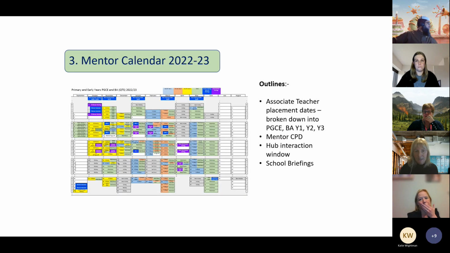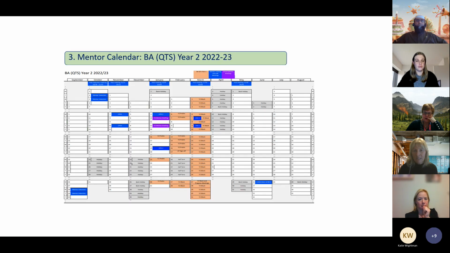We also include the calendars, which you can find on the Primary Partnership website. And I apologise if I've quickly rushed through that slide. You're just about to click on the link, which will outline where the year 2 placement dates are, etc. So you've got an idea when our further CPD is available to you, and you're more than welcome to come and join that if you haven't already done so.